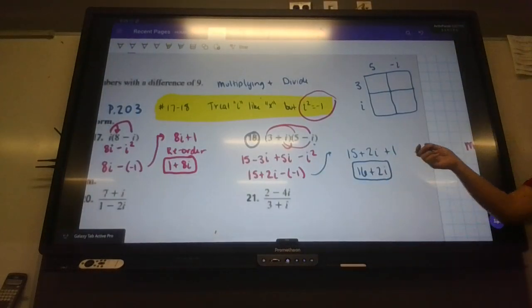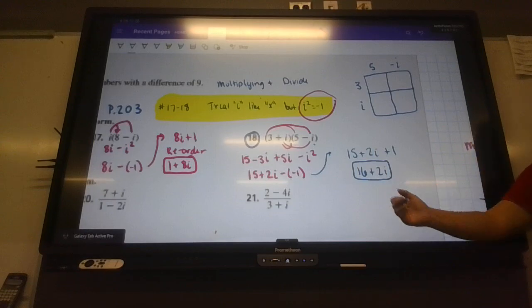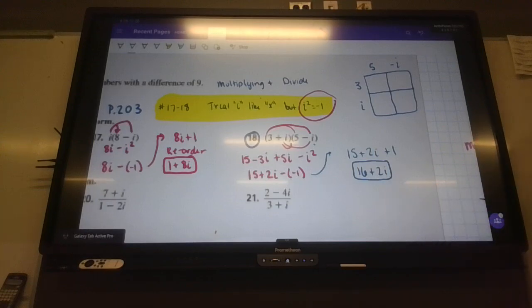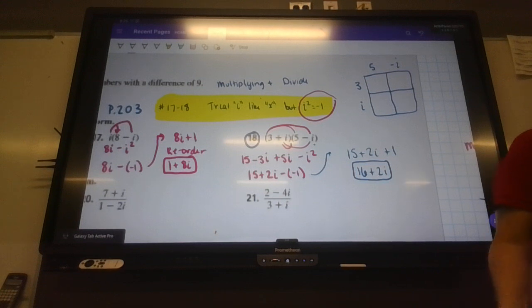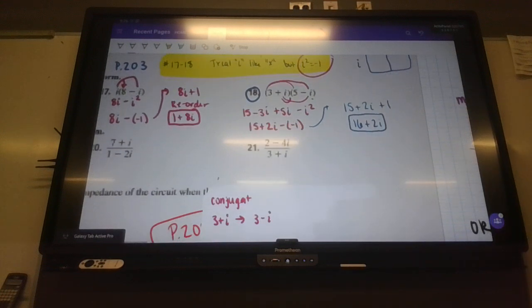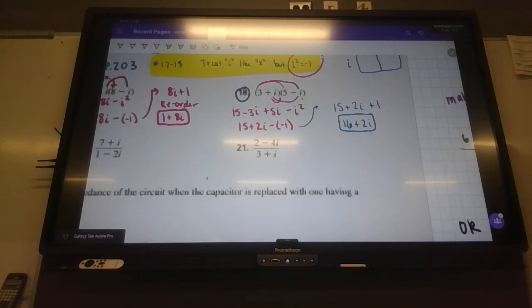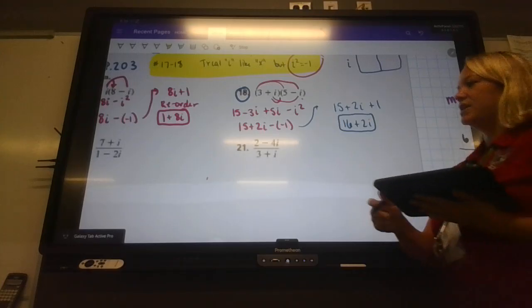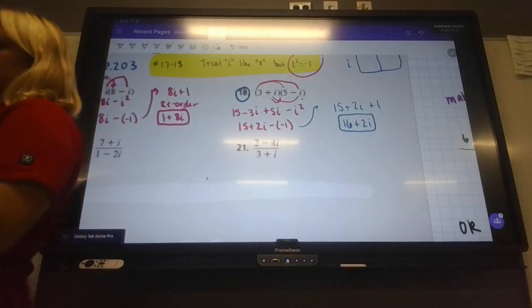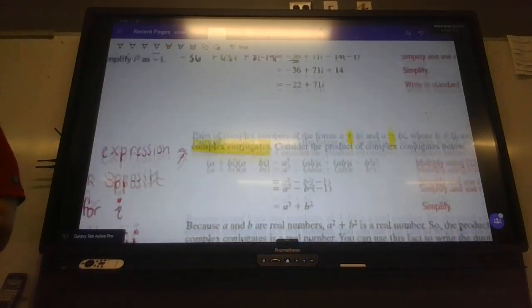15 plus 2i plus 1, and then you combine like terms. 16 plus 2i. Yeah. The only change from what you've done before is you take i squared out, put -1 in. But 21 is a whole nother situation. If we do that, since it's i on the bottom, we just cancel those. No, you can't. Not when there's an addition or subtraction. All right. 21's where you're gonna show a lot of growth. Real chance for growth here.